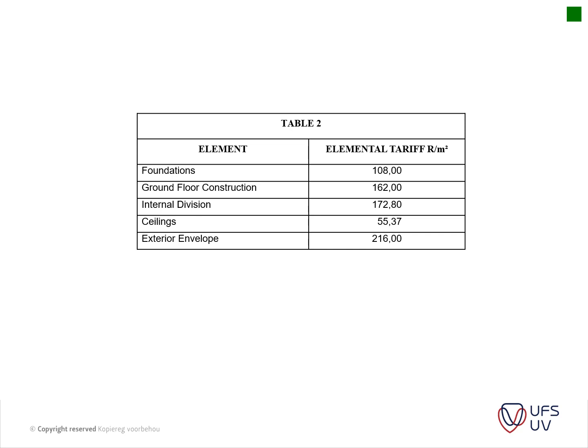So the foundations had an elemental tariff of 108, ground floor construction is 162 Rand, and then your internal divisions are another 172 Rand and 80 cents. Ceilings, your external envelope. Okay, so this was what your junior QS has developed up to that morning, and now you've got this information, and now you need to finalize your estimate going forward.